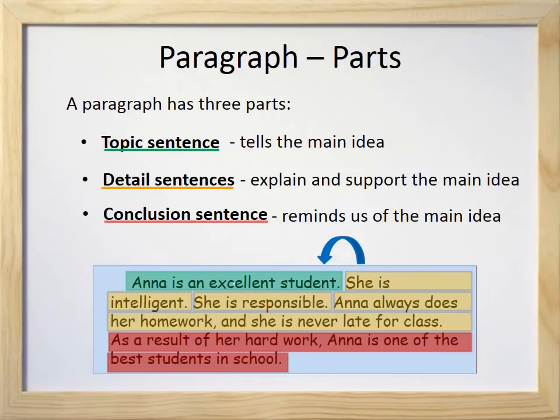The meanings of these 2 sentences are similar, but we need to use different words in the conclusion sentence than we use in the topic sentence. Do you see how they're similar? The topic sentence, Anna is an excellent student, and the conclusion sentence that reminds us of the topic, as a result of her hard work, Anna is one of the best students in school.